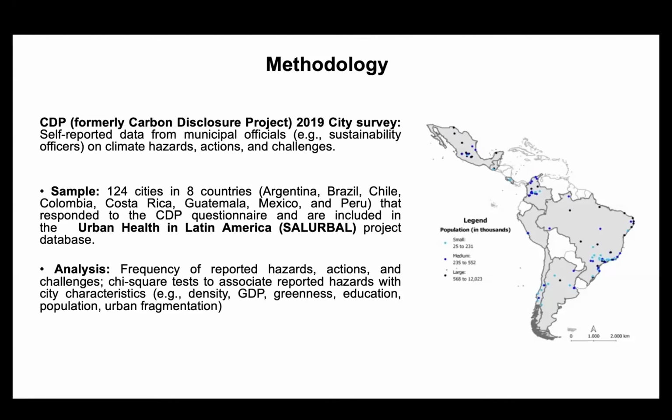So here you have the sample of the cities, where you can see the different dots by population size. We did a whole cleaning of our data, matching our data for the cities with the surveys from CDP. And we looked at the frequency of reported hazards, actions, and challenges. We ran some chi-square tests, and we were able to look at city characteristics such as density, population, GDP, greenness, education level, and urban fragmentation.